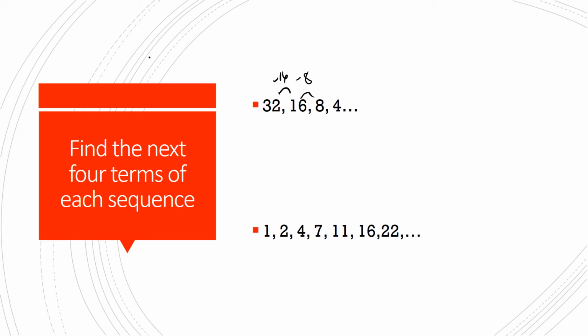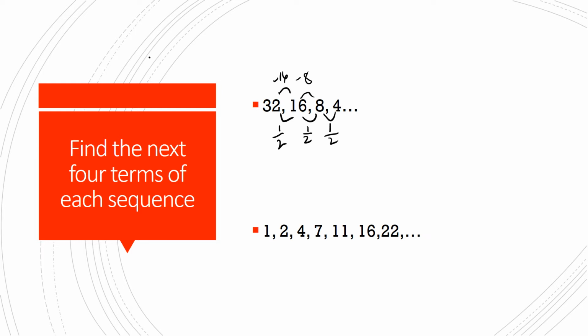Let's try a common ratio. So if I take 16 divided by 32, that's 1/2. And 8 divided by 16, that is 1/2. And 4 divided by 8, also 1/2. And we have to test everything that we know in order to determine what type of sequence we may be looking at. So it would appear we got a common ratio. This would be a geometric sequence.